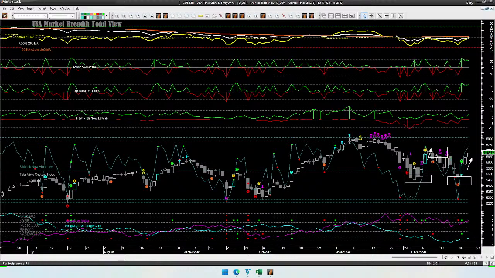If we used the Eureka signal that is created by Ian Woodward, may he rest in peace, we have the Eureka signal plotted on market breadth total view. We could start to look to buy from these points.